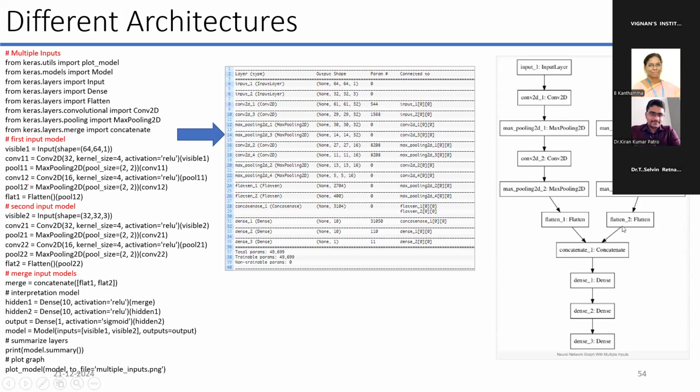These two are different features. They are concatenated, then you can apply a dense layer, then another dense layer, and then the dense layer for classification. So here you can work with multiple inputs. The extracted features are concatenated, so you can classify.